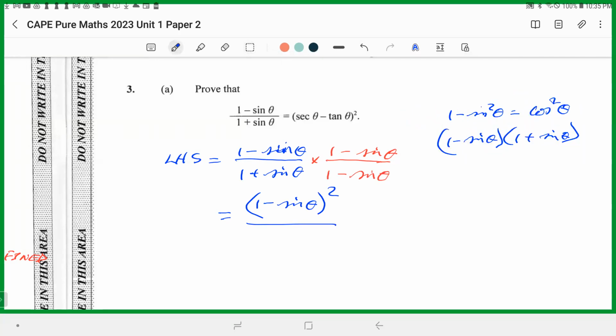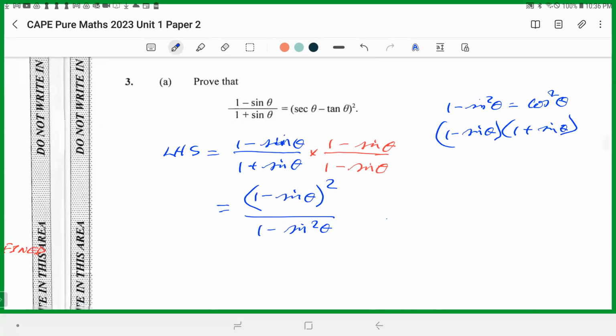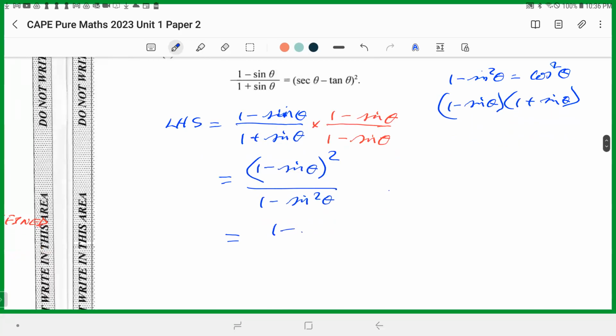So you're saying basically that 1 plus sine times 1 minus sine is actually 1 minus sine squared, which is cos squared. So you could leave that on the paper, right? So the denominator really becomes cos squared. But let's write it out first. It becomes 1 minus sine squared theta, which is cos squared theta. So I have 1 minus sine theta all squared over cos squared theta.